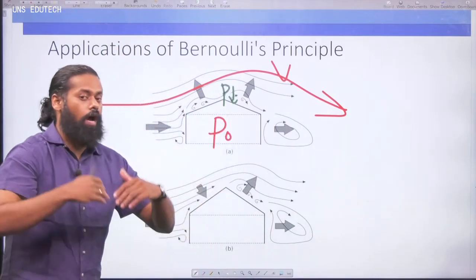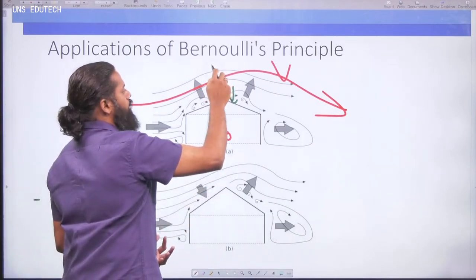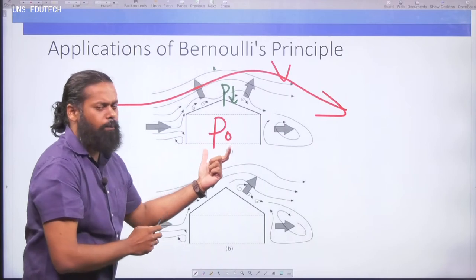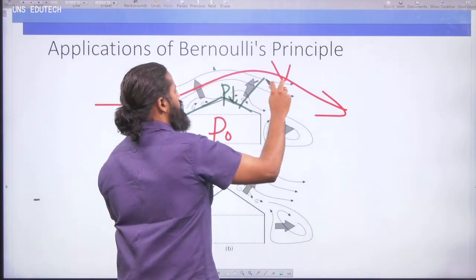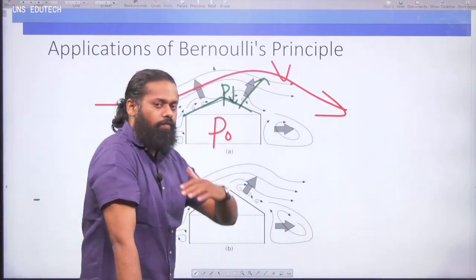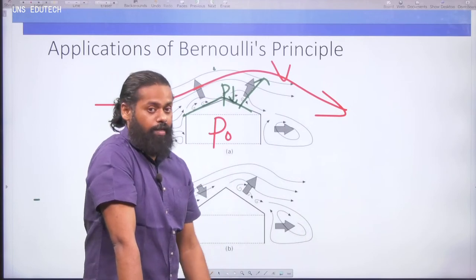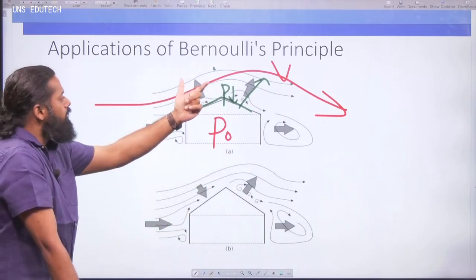Pressure should go down outside the building. Outside the building means the roof, this part, the pressure will be less compared to inside. What happened? Naturally, this will expand, and this will fly away. So that is what is happening in this case. That is the reason why roofs are blown off during a heavy wind. So you have to understand that this has something to do with Bernoulli's principle.